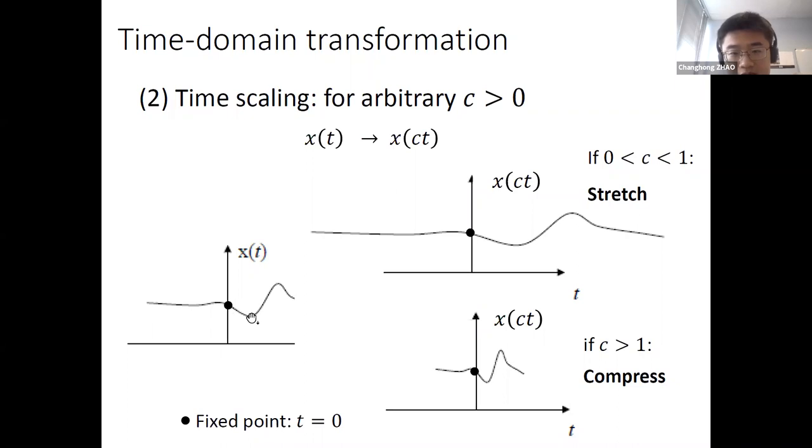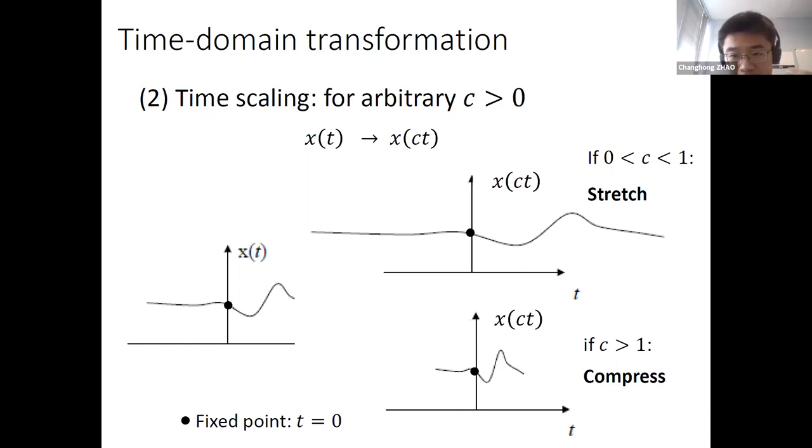And we see that by stretching the signal, there is a valley and a peak for this signal here. Stretching this signal, the valley moves further from the 0 point. The peak is also moving further. When c is larger than 1, we are compressing that signal. So compression means the valley and the peak are both moving closer to the point where t equals 0.